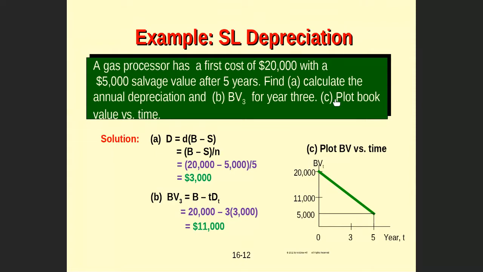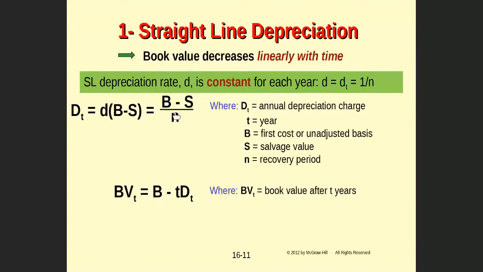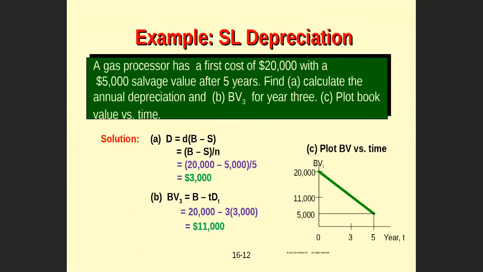To find the annual depreciation, which is D, we need to calculate the formula D equals B minus S, which was given here, divided by N: the principal minus the salvage divided by number of years. This will be the depreciation annually. So every year you are going to lose 3,000 of that 20,000 cost.